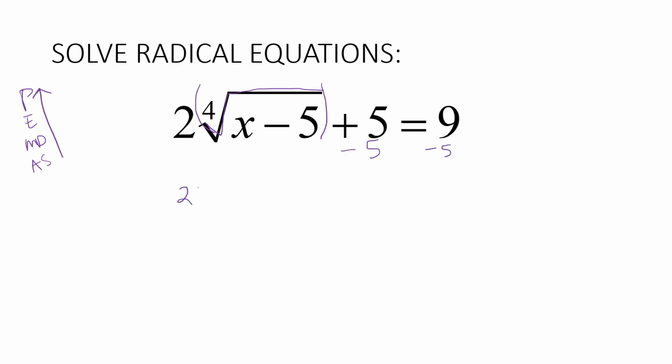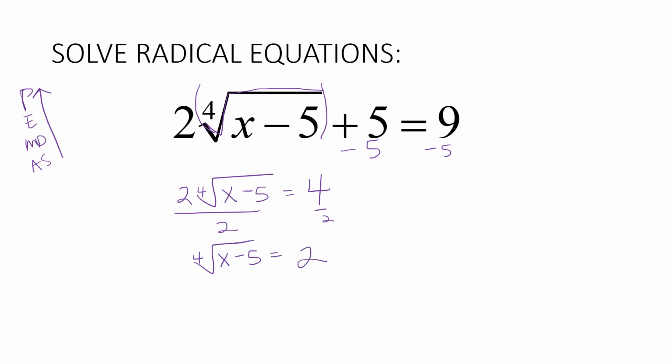So then I'm going to be left with 2 times the 4th root of x minus 5 equals 4. Then I'm going to divide both sides by 2 to get the 4th root of x minus 5 equals 2. But now I've got to get rid of this radical. So how am I going to get rid of the 4th root? Hopefully we remember that since what gets rid of the square root is squaring, then we can think, well, putting the power of 4 on a 4th root should get rid of that 4th root, and it does.